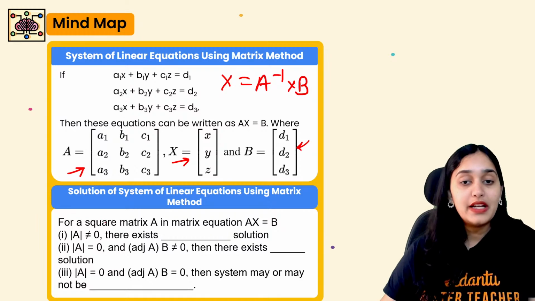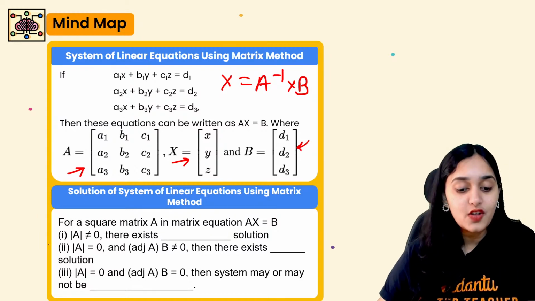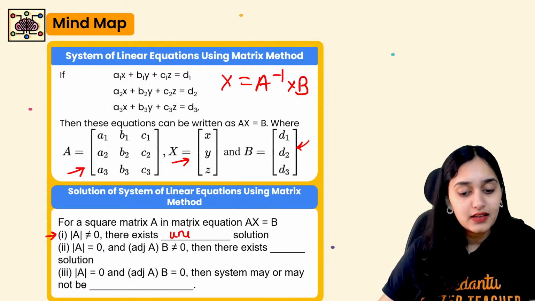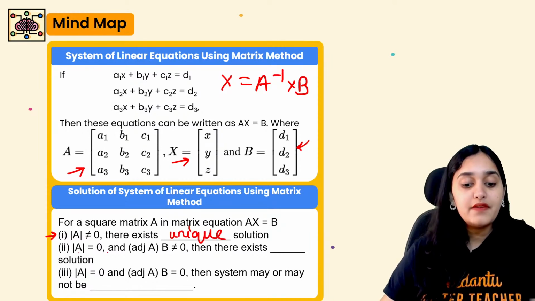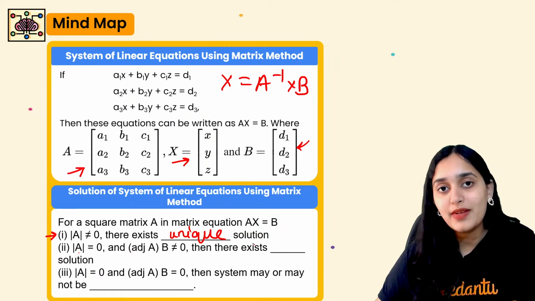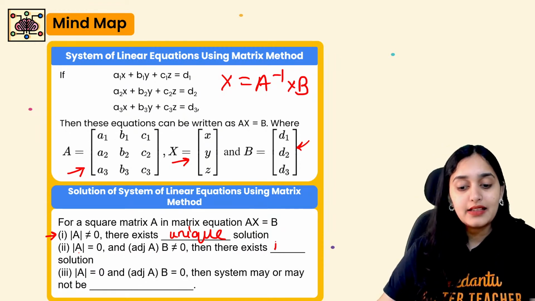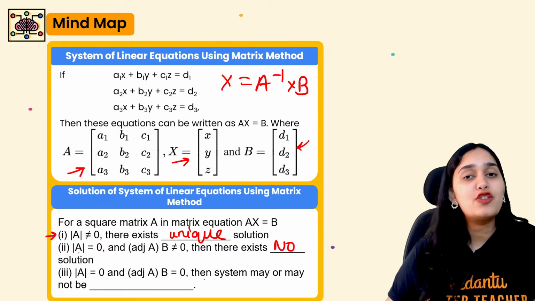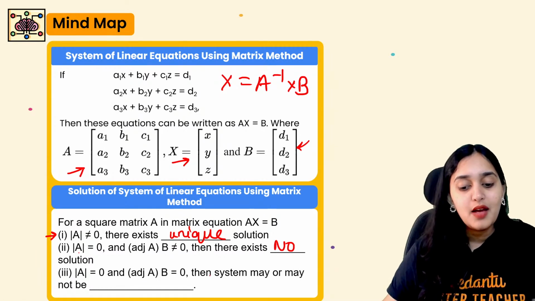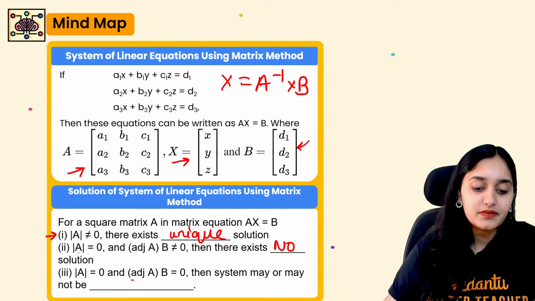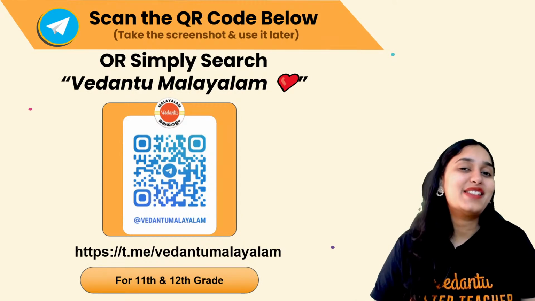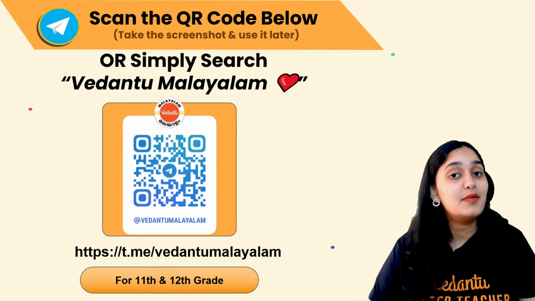Now, when do we say that our system of equations is consistent or inconsistent? If the determinant is not equal to 0, there exists a unique solution. If the determinant is 0 and adjoint of A into B is not 0, then there exists no solution. If the determinant is 0 and adjoint of A into B is also 0, then there may or may not be infinite solutions. Alright, so this is all that we have in the determinants chapter.